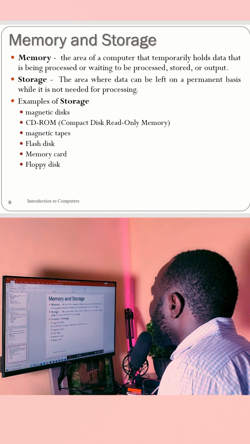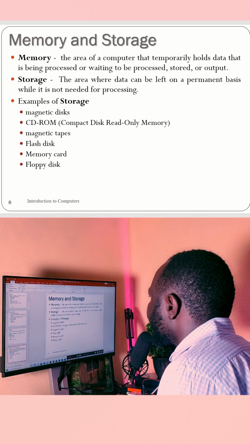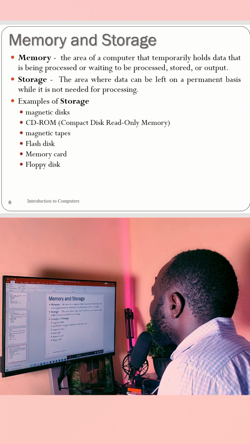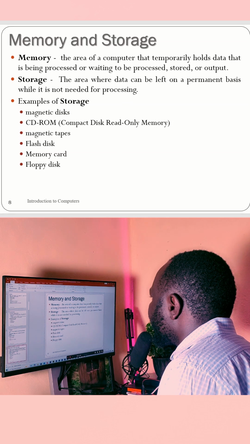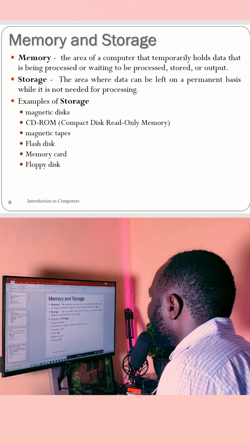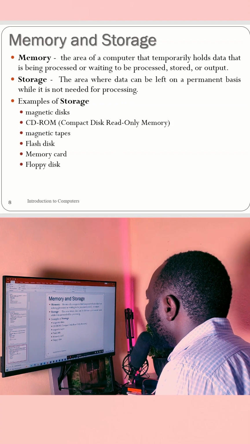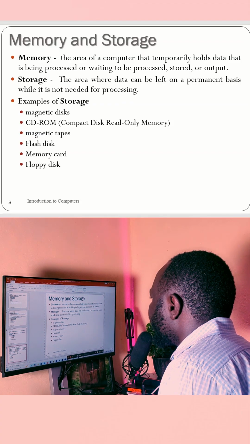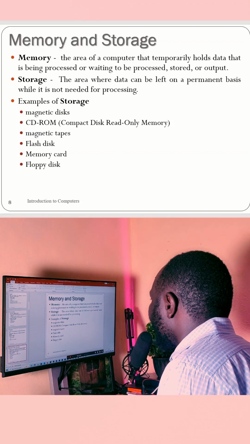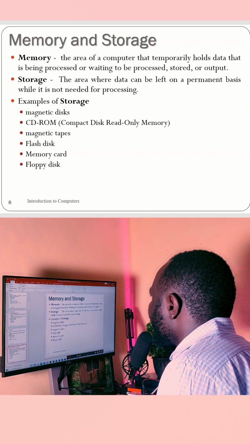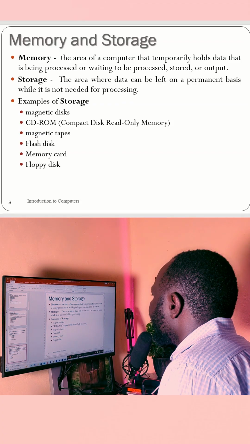Then we have where we store the information that has been processed, the data that has been processed, on a permanent basis, which is now the storage. Examples of the storage, we have the magnetic disk, the CD-ROMs, the magnetic tapes, the floppy disks, and then we have the memory cards, flash disk and so on and so forth. The beauty of these things is, most of the things we're talking about in this class, we are actually going to have a session where we look at them physically.